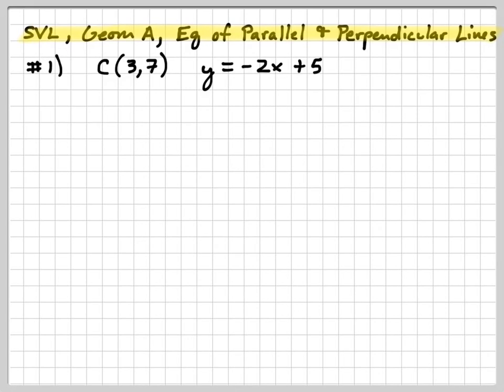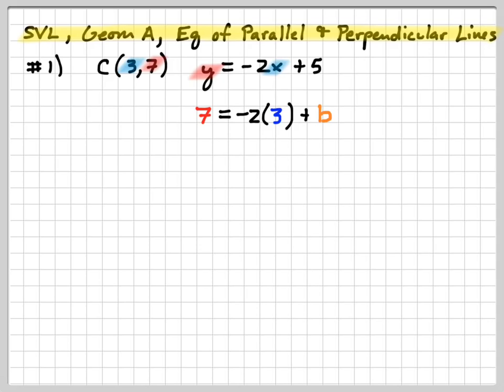Alright, here is how you make equations given a parallel or perpendicular line and a specific point. You'll notice I'm going to highlight here. I've got an x value of 3 and a y value of 7, and I'm going to plug them in for x and y here.